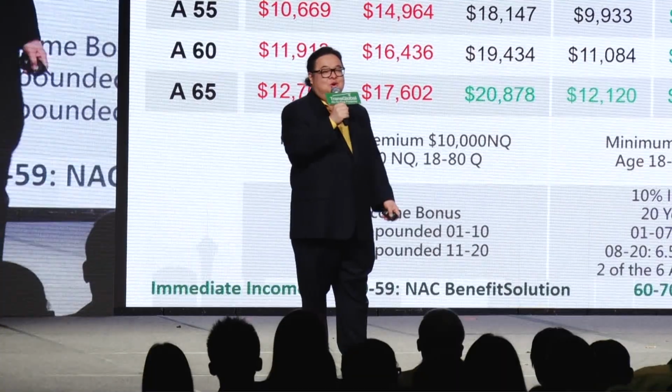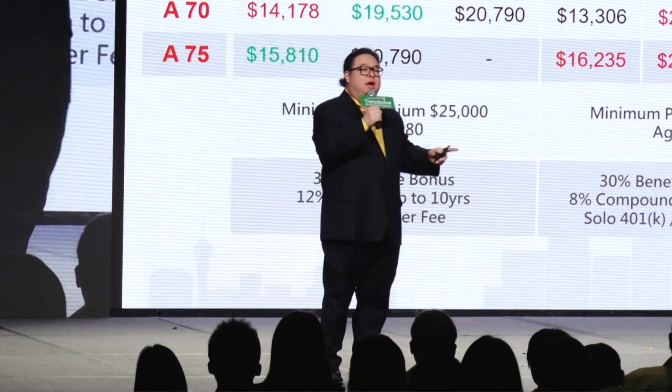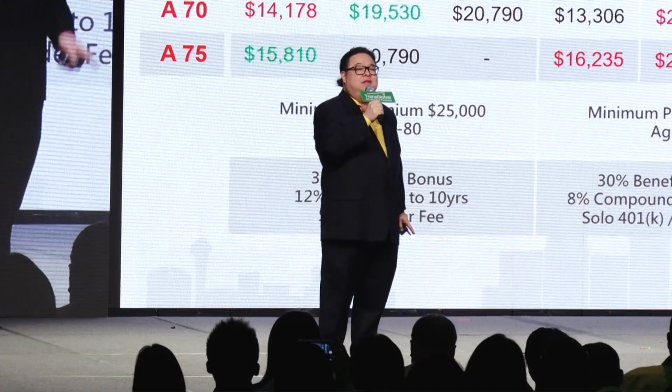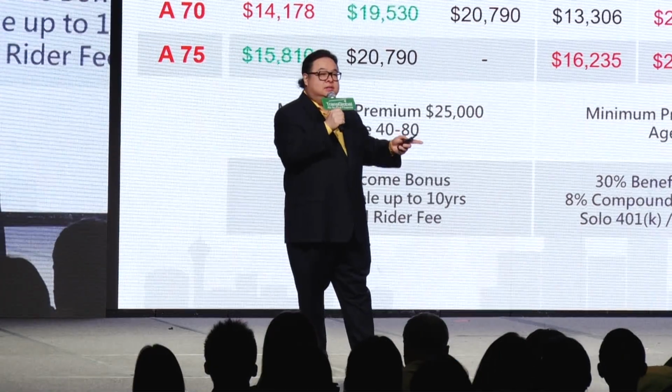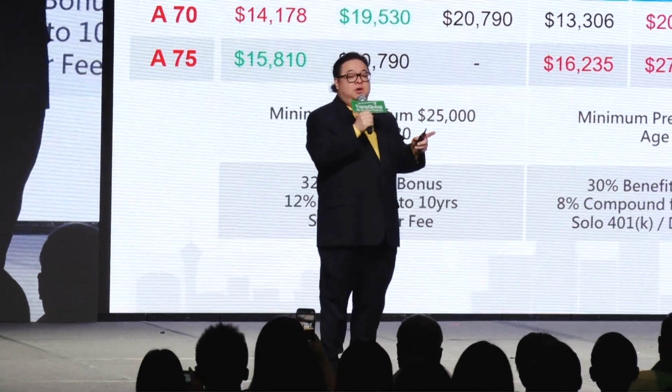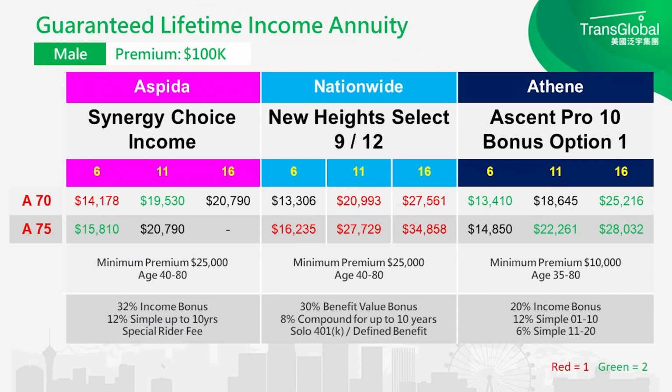Okay, so it's rare when anyone above 70 years wants to buy a guarantee-type annuity. But if that is the case, when they're 70 years old, the very good one is Aspida, Synergy Choice. When you see the red text, it is the number one number. The green is number two. And Nationwide, New Heights, when it is 75 years old for kind of quick income, it is pretty good.